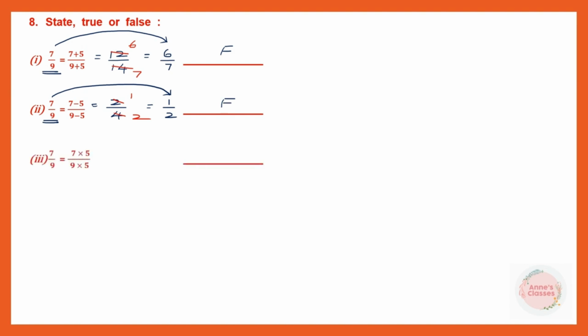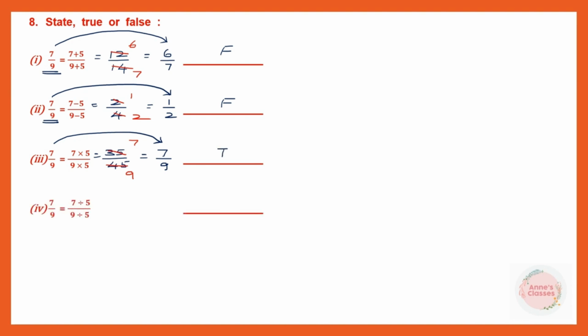Third one, 7 by 9 is equal to 7 by 9 into 5 in the numerator and into 5 in the denominator. So when we multiply by 5, do we get this back? Let's see. 7 fives are 35, 9 fives are 45. Now reduce both to the lowest term, divide both by 5. 5 sevens are 35, 5 nines are 45. So what's the rational number that we have now? We have 7 by 9. So here we have 7 by 9 and here we have 7 by 9. That means this statement is true.